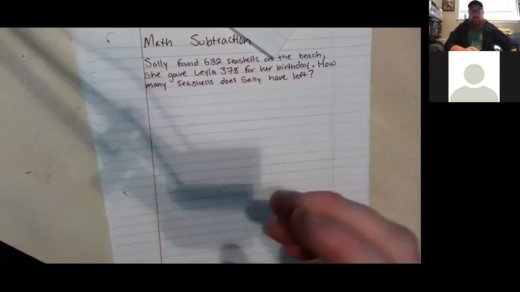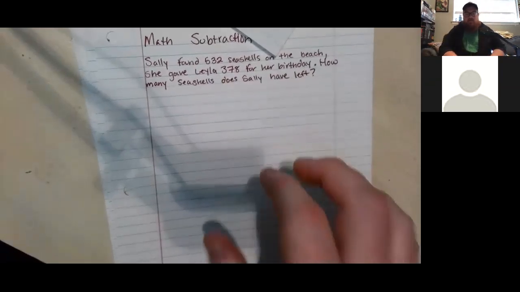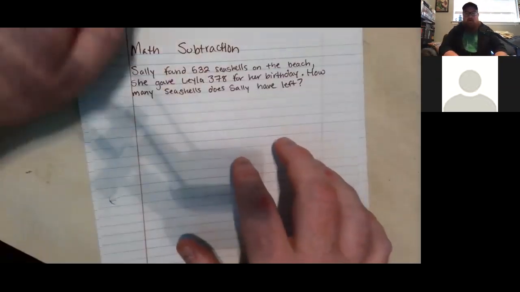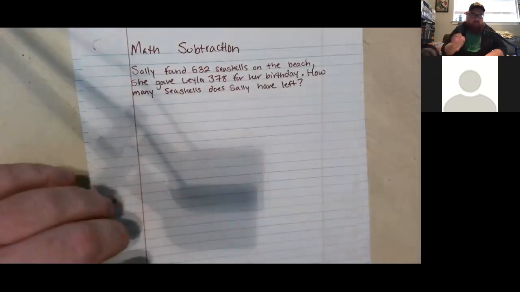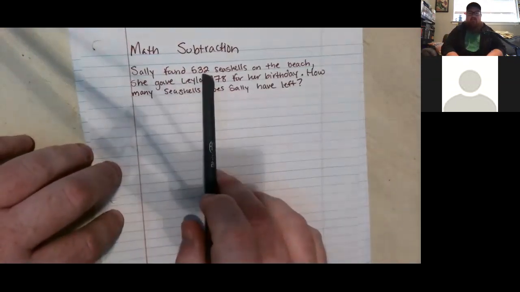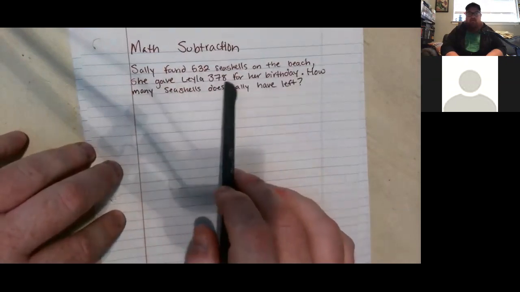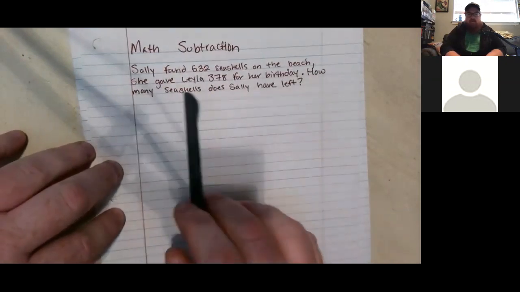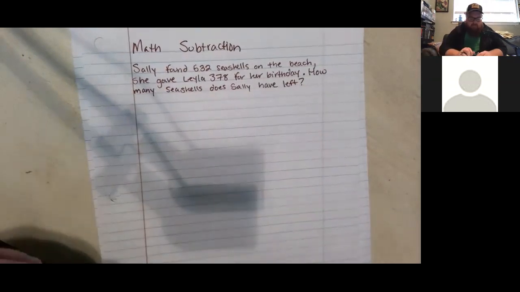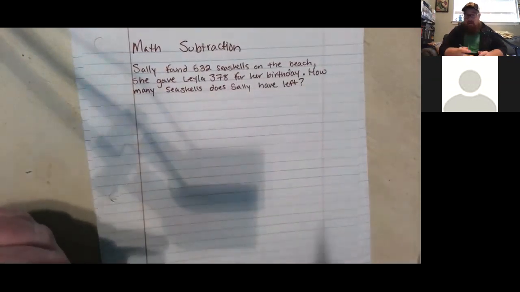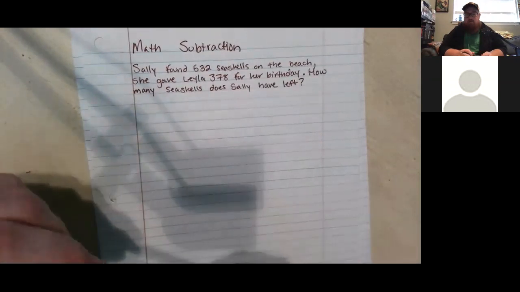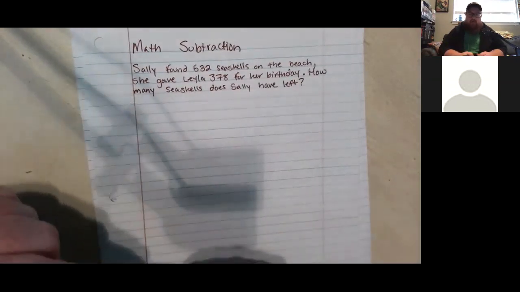So if you give me a second, I will put on our Elmo, and we're going to start the day by looking at the first problem we did today, and that was our application problem. I'm going to read the problem, and then I'm going to walk you through how we solved it. Sally found 532 seashells on the beach. She gave Layla 378 for her birthday. How many seashells did Sally have left? If you want to pause the video right now, you're more than welcome to and work it out with your scholar, and then come back and see how I solved it.